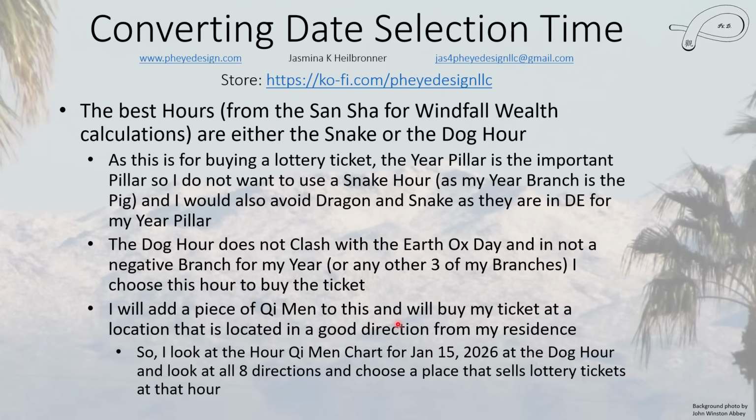Now I'm going to add a piece of Chemin to this, and I don't know if it makes any difference, but I'm going to buy my ticket at a location that is located in a good direction from my residence for that day. So I get the hour chart for January 15th at the dog hour, and I look at all of the 8 directions and I choose a place that sells lottery tickets at that hour that has good properties in that direction. I don't know if it makes much of a difference, but since I'm not the luckiest person on the planet and definitely not lucky when it comes to the lottery, I need all the help I can get.